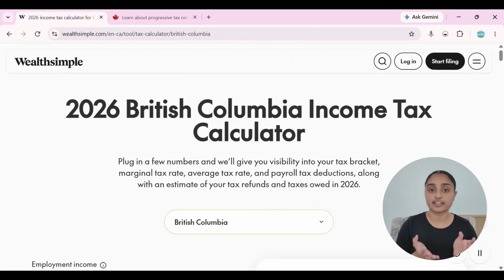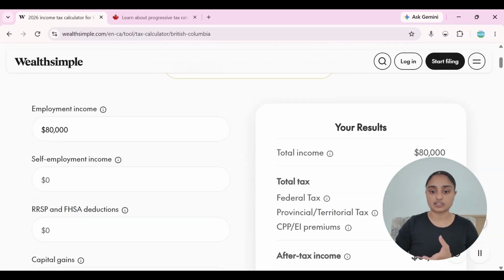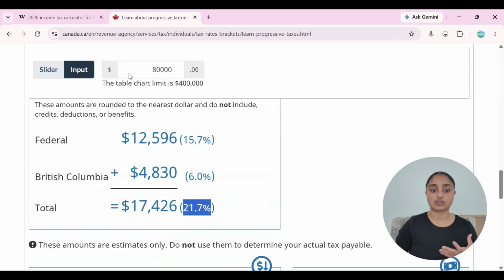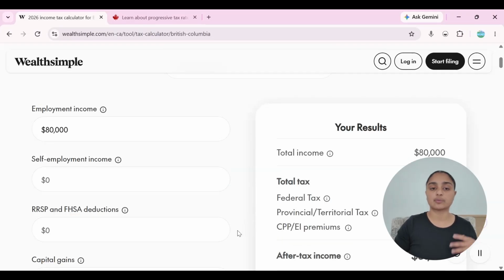Now that one was a good starting point, but it just accounts for federal and provincial income tax. Usually when you get your paycheck, it has a few other things included as well, for example CPP payments and EI. CPP stands for Canada Pension Plan, and EI stands for Employment Insurance. I like to use this calculator by Wealthsimple because it gives a better idea than just the federal and provincial tax. Let's use the same income of 80,000. The total tax here is 18,843, which is a bit different from the total before because it does account for CPP and other credits. So this calculator might give you a better picture.